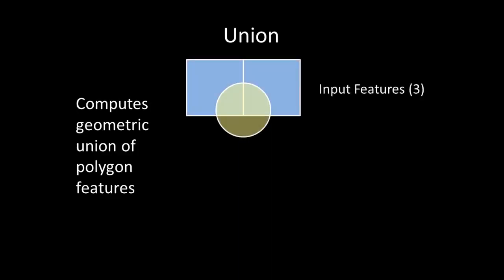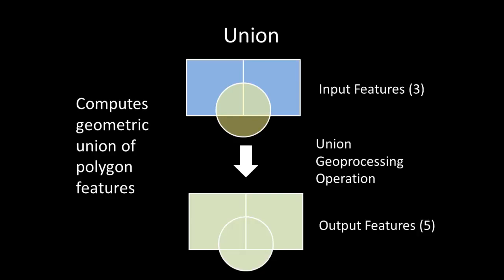Union. Union is a function that computes the geometric union of polygon features. For example, in this image, you see three features: two blue rectangles and a yellow circle. When the union geoprocessing operation is run, a total of 5 new output features will be created based on where geometric unions between the 3 original input features were found.